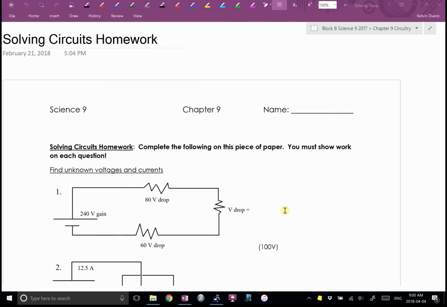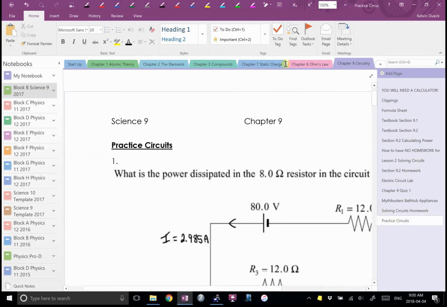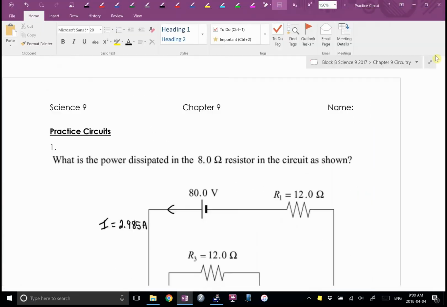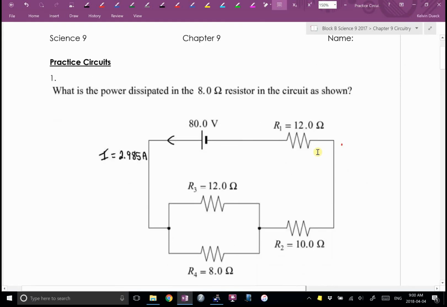Feeling confident with your circuit solving? If you want to start working on the solving circuits homework and just tune me out, you can. But those of you that would like a little bit of a refresher, if you want to look at these practice circuits, Cleo and others, we're going to do the first one together, maybe even the first two if you want. It's totally up to you.